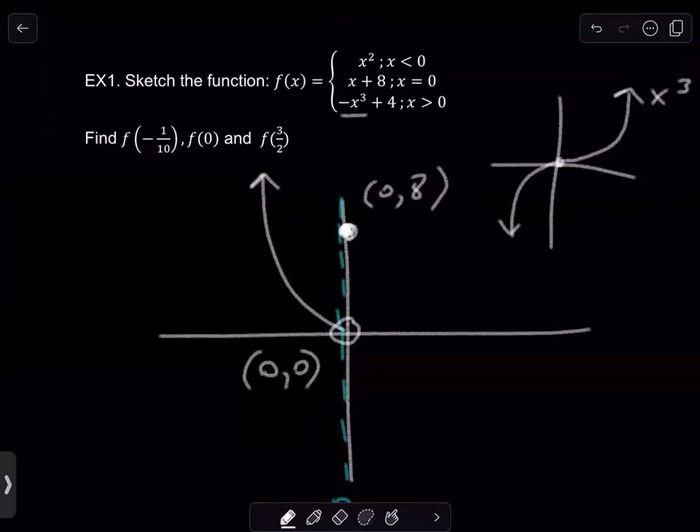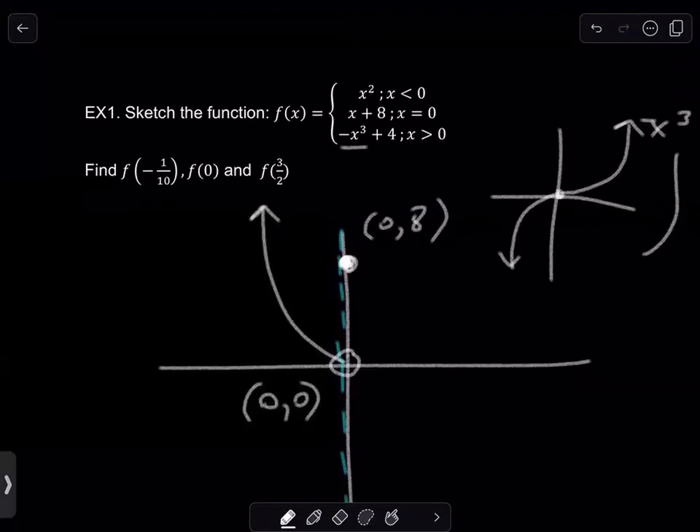So what we're going to do to this function here is we're going to put a negative in front of it. If I put a negative in front of the entire function, I'm reflecting it on the x-axis because I'm basically changing the sign of y. Let me explain that more clearly. I have y is equal to x cubed.